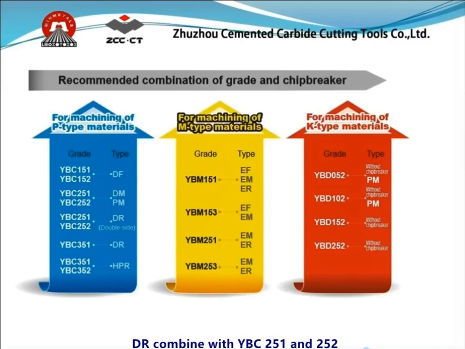DR combined with YBC 25-1, YBC 25-2 or YBC 35-2 according to the actual working conditions for multiple roughing applications with enhanced cutting edges. YBC 35-1 and YBC 35-2 combined with the HPR chip breaker for heavy machining roughing applications with unstable working conditions or sometimes a rough oxidized surface.